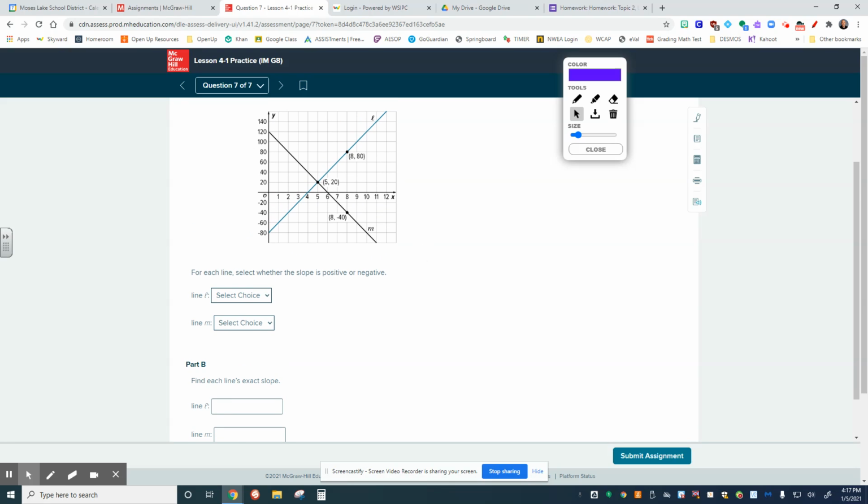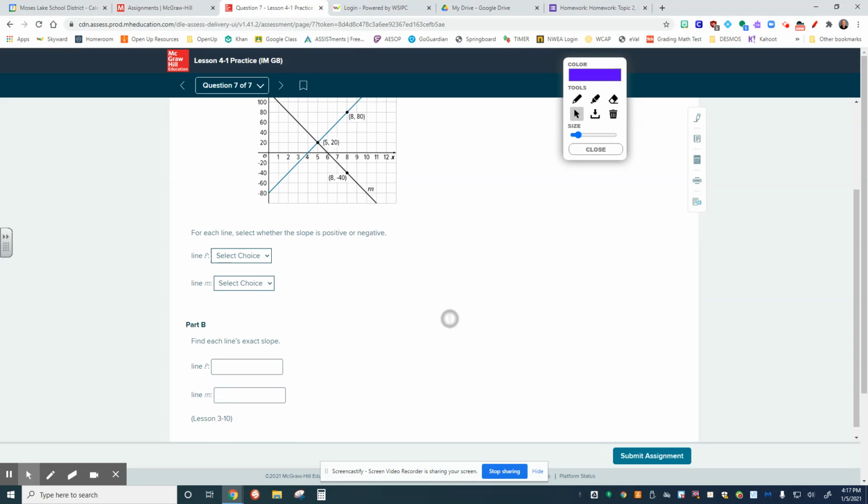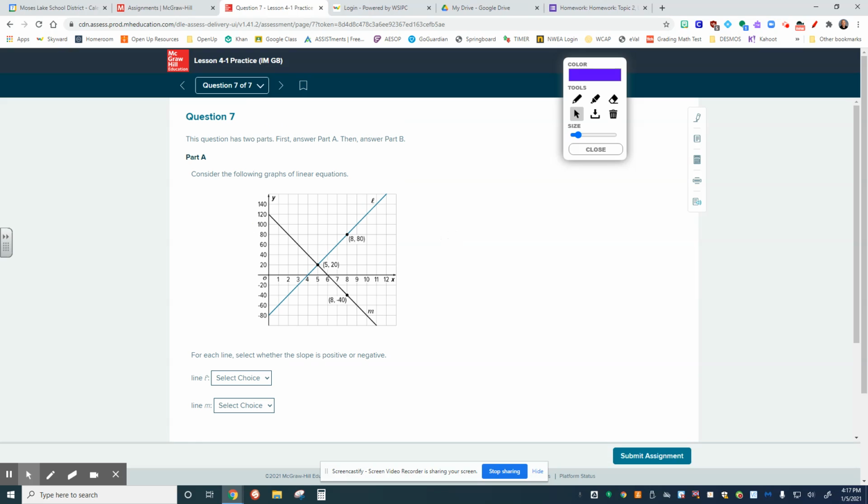You have a lot of options for that. You can calculate rise over run by going from point to point, or you can do change in y divided by change in x, finding those two values.